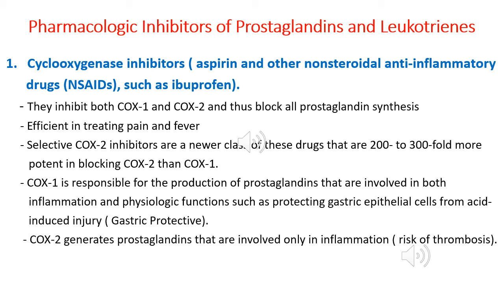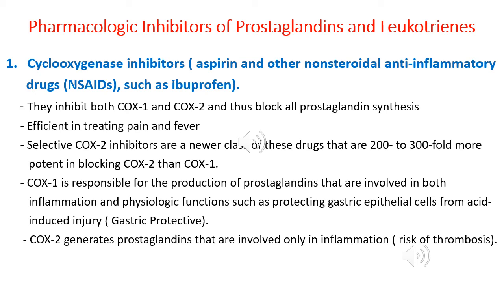However, selective COX-2 inhibitors are a newer class of these drugs that are 200 to 300 fold more potent in blocking COX-2 than COX-1. And this is important because COX-1 is responsible for the production of prostaglandin. The prostaglandin is involved both in inflammation and also in physiological functions, such as protecting gastric epithelial cells from acid-induced injury. So it has a gastric protective role.